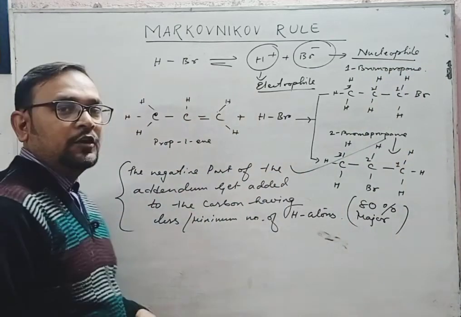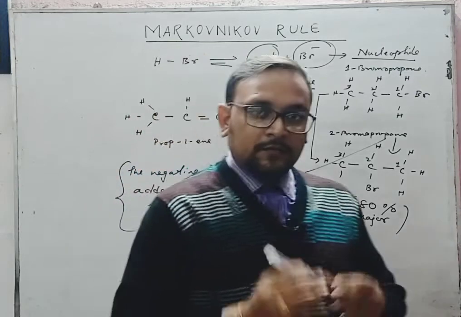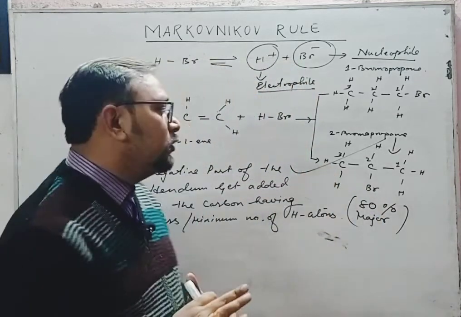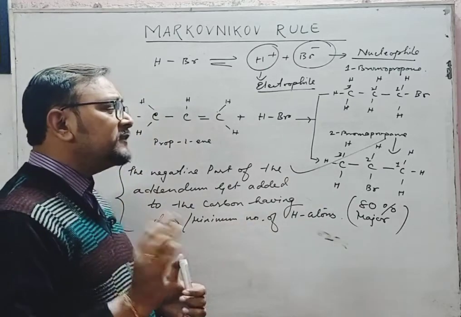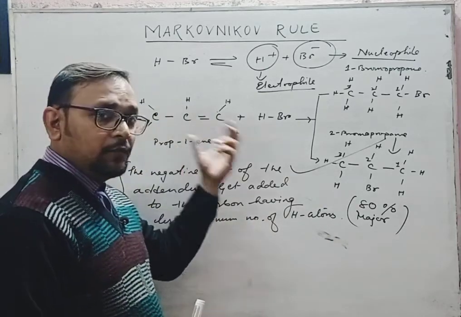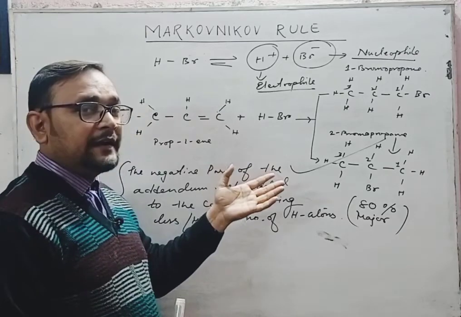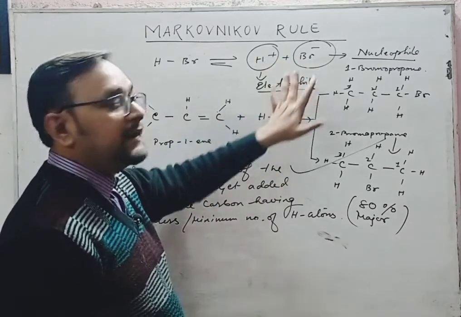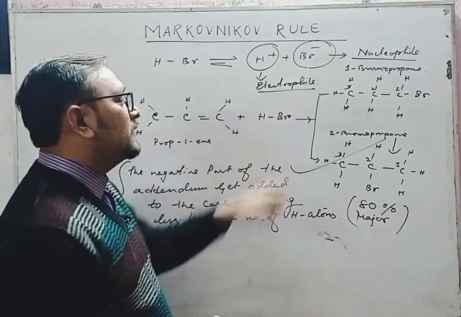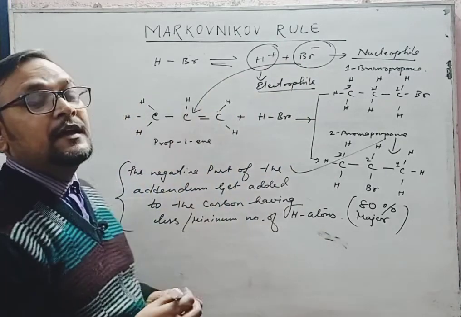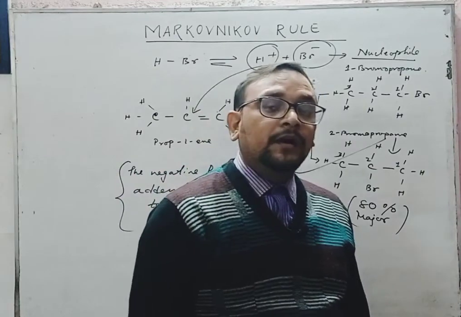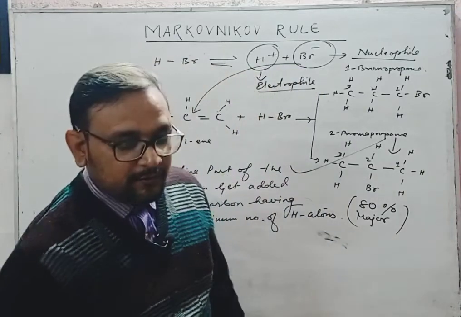So hope you understood the rule. Now I will also explain the mechanism of it. Once again, what does this rule say? The negative part of the addendum will get added to such carbon which is having the minimum number of hydrogen. So that's the rule.